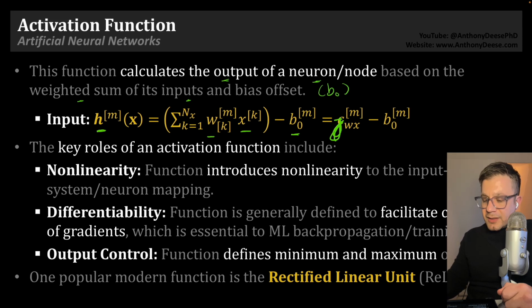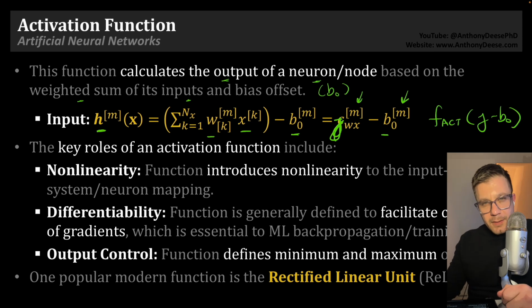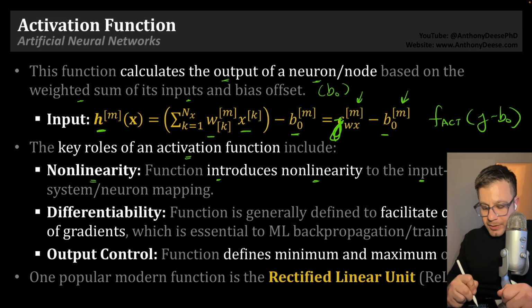Here we have gamma sub wx with a superscript of m, minus b sub 0 with a superscript of m. And so our activation function is applied to that. The key roles of an activation function include nonlinearity. The activation function introduces nonlinearity to the input-output mapping of the neuron, or that input-output relationship.